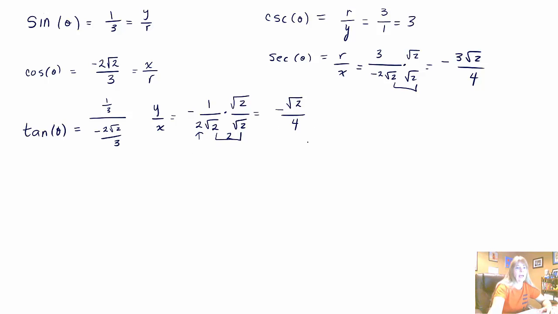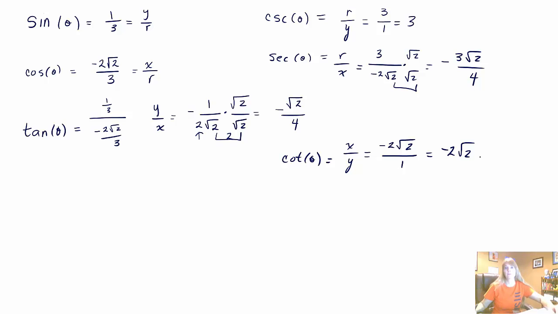And then finally, last, I have my cotangent, which is x over y. And x again was that, and y was, what was that? So negative 2 square roots of 2.